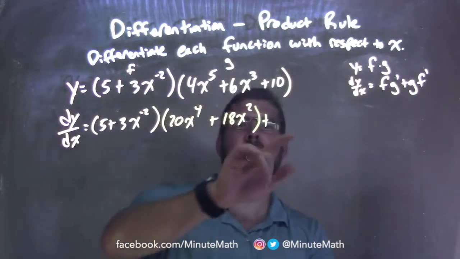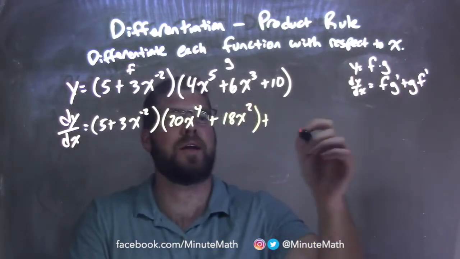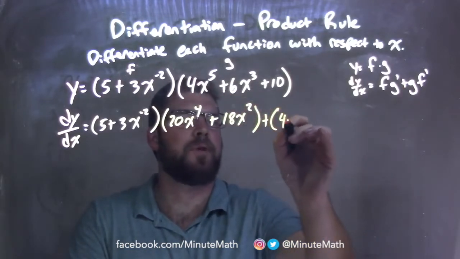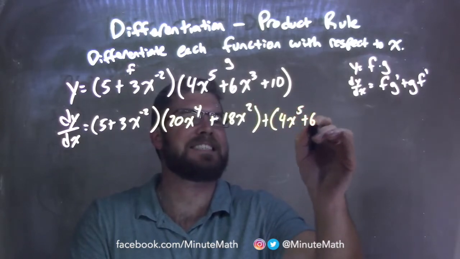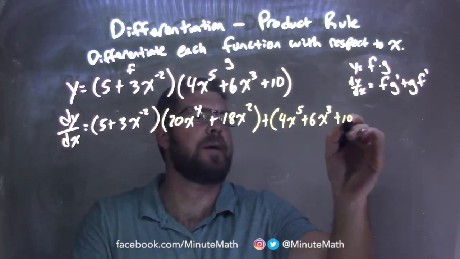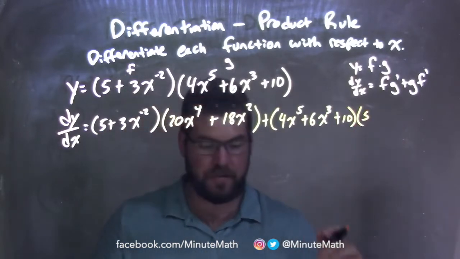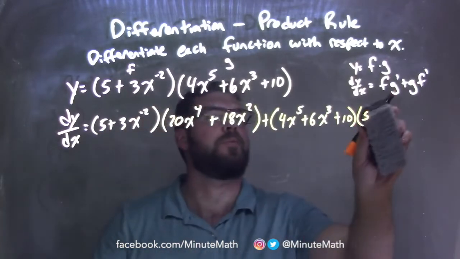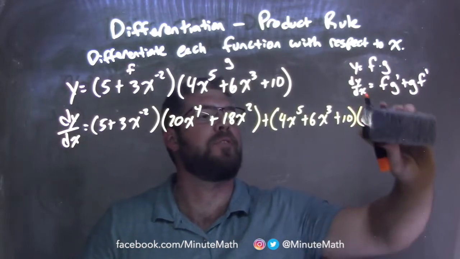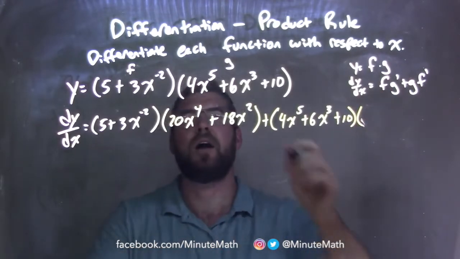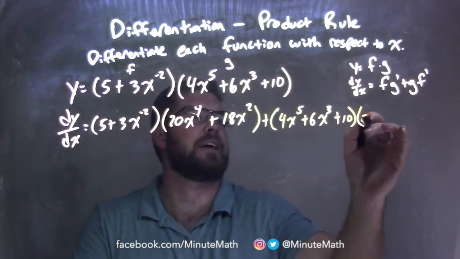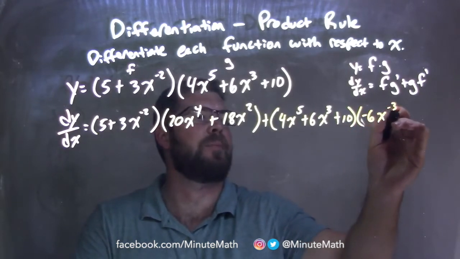Now we have to add the second part of the product rule, which is g, 4x to the 5th power plus 6x to the 3rd plus 10, times f prime. Excuse me, I don't have 5 as part of that derivative. It's the derivative, bringing down the negative 2 times 3, which is negative 6x to the negative 3 power.